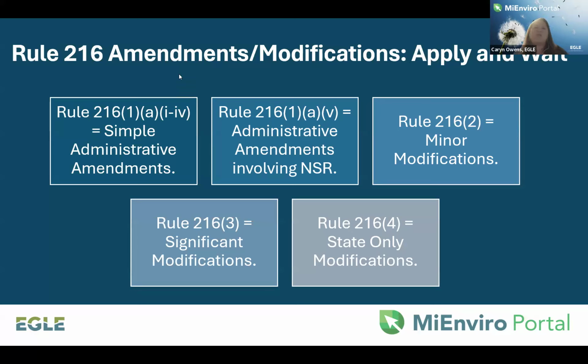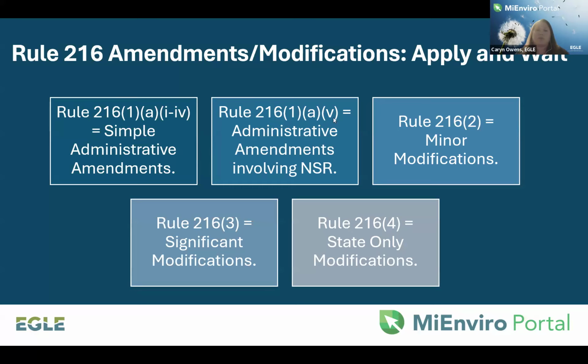Just to recap what amendments and modifications are, we have Rule 216(1)(a), I through IV, which is your simple administrative amendments. That's going to be like a typographical error or a change of ownership at the company. Those would be covered under your simple administrative amendments. These do not go through public comment or EPA review.